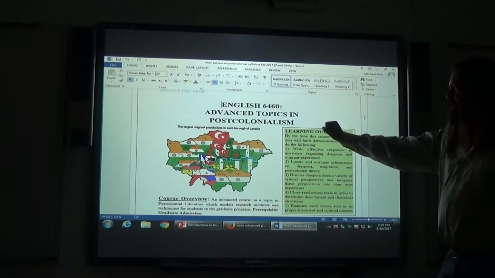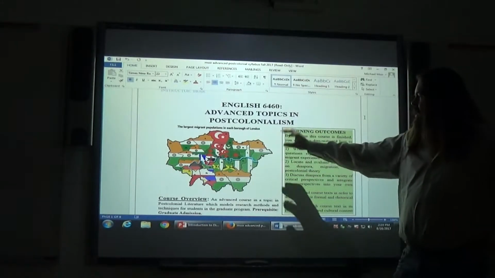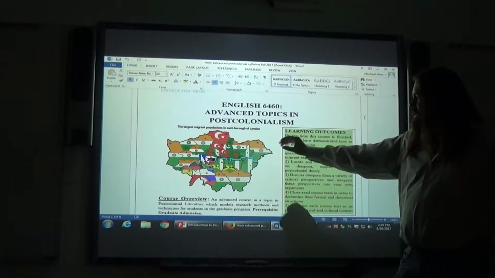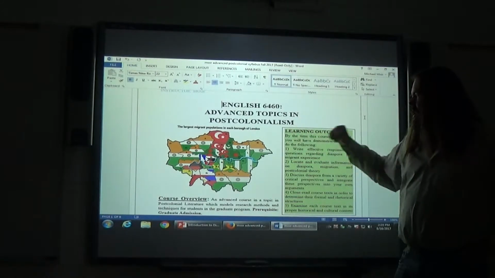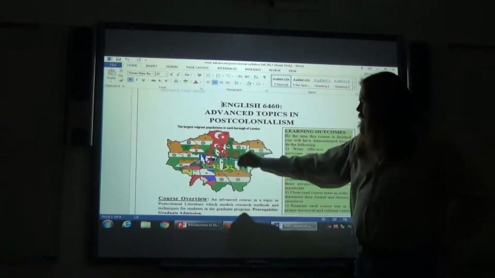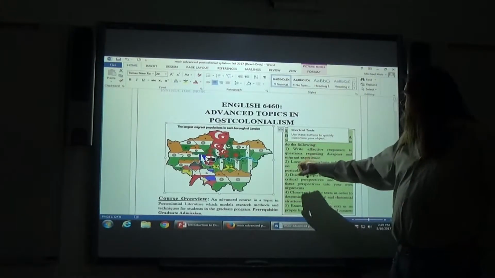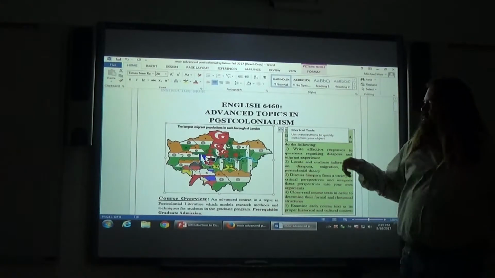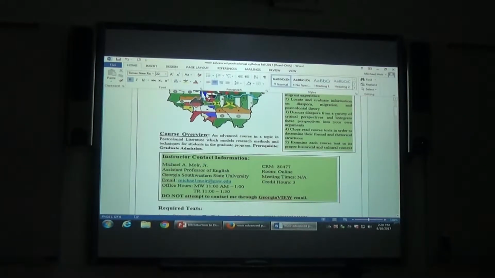This is just an interesting little side note. These flags here mark the largest migrant populations in each borough of London, like which immigrant population has the largest population in each of London's boroughs. You see the Thames River going through here. And oh, hello. No, I don't want the shortcut tools, but thank you. I forgot that this does funny things. This is a smart board, and it does funny things if you touch it.